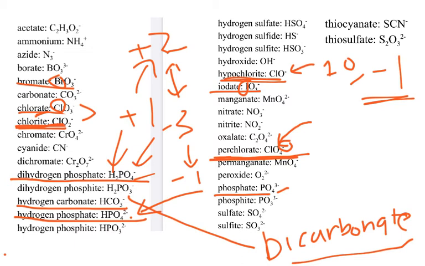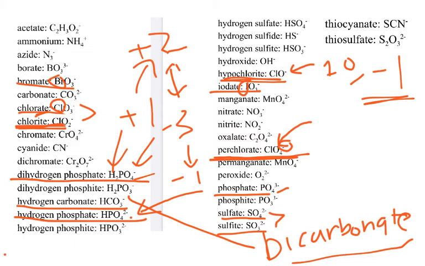Let's take sulfate, for example. Sulfate is SO4 2 minus. Now what happens if I change the ate to an ite? Well, that just removes 1 oxygen. So that's what you see. 4 goes to 3, and the charge still stays the same when you go from sulfate to sulfite.